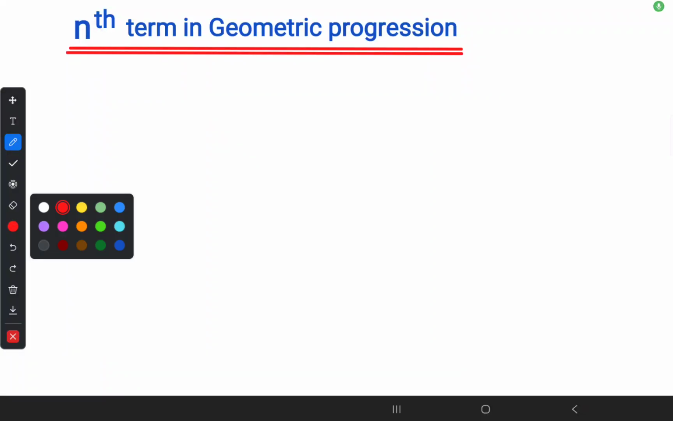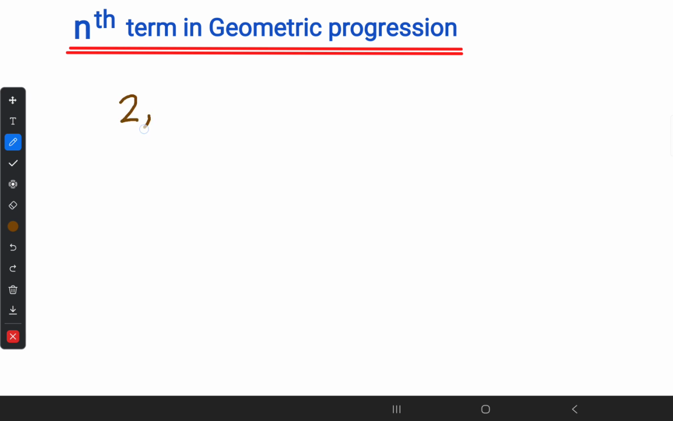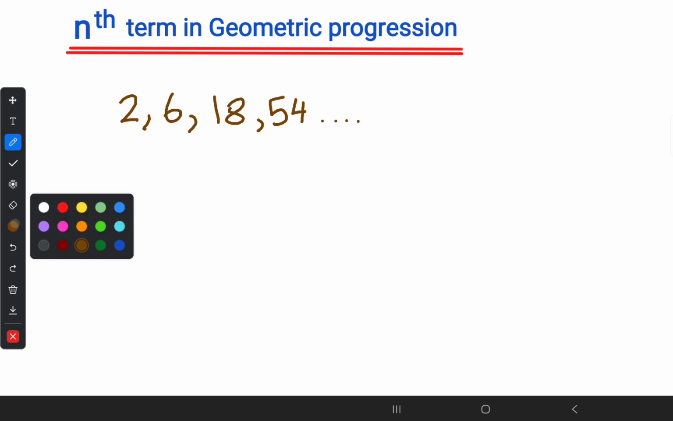Term in geometric progression. So let's use a geometric progression, and thereafter by using the nth term formula we can easily identify the nth term of a geometric progression. So I'll use 2, 6, 18 and 54. This is my geometric progression. No need to prove this as a geometric progression again, because I have mentioned it as one. So this is already a geometric progression.